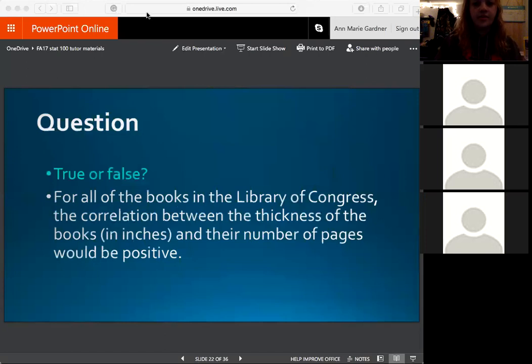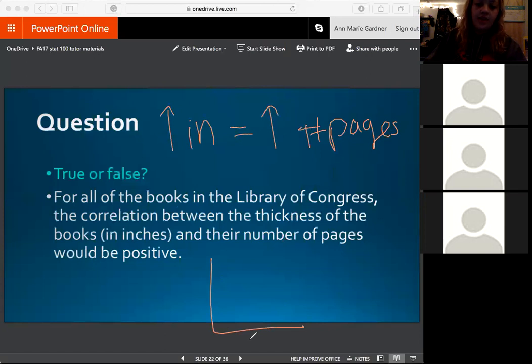Great job, absolutely. So our answer here is going to be true, because this is showing that as the thickness of the books increases, so as the inches increase, that's also going to mean that there's an increase in the number of pages. That just makes sense. So that means that we are going to have a positive relationship, because if we have inches and then pages, well, actually, we'd probably have pages on our x and then inches. That means that as our pages increase, the inches are also going to go higher. So we are going to have that positive relationship there.